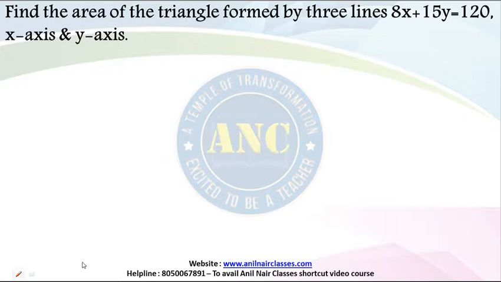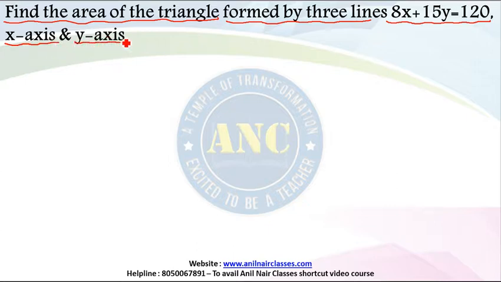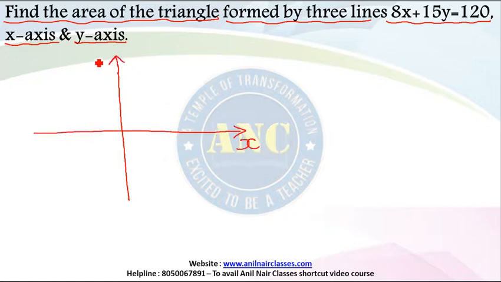Again, a very good question. Find the area of the triangle formed by 3 lines. 8x plus 15y is equal to 120. X-axis is the second line. Y-axis is the third line. Now, let me represent it in a coordinate axis. This is the positive x-axis. This is the positive y-axis.